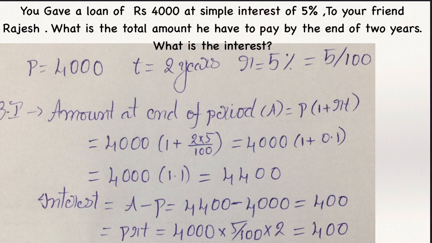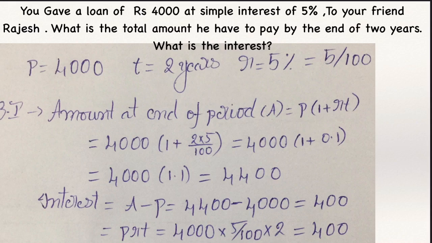P, principal, is 4,000, time is 2 years, R, rate of interest is 5%. 5% means 5 by 100. Simple. Amount at the end of the period A is equal to P into (1 plus RT). If you go through the math, it is 4,400. So interest is amount minus principal. That means Rajesh borrowed 4,000 and he paid 4,400.